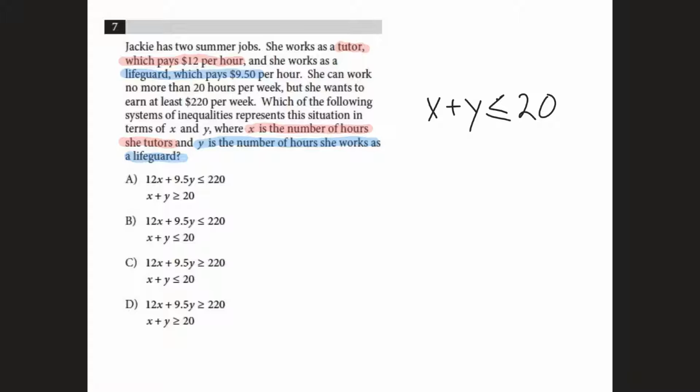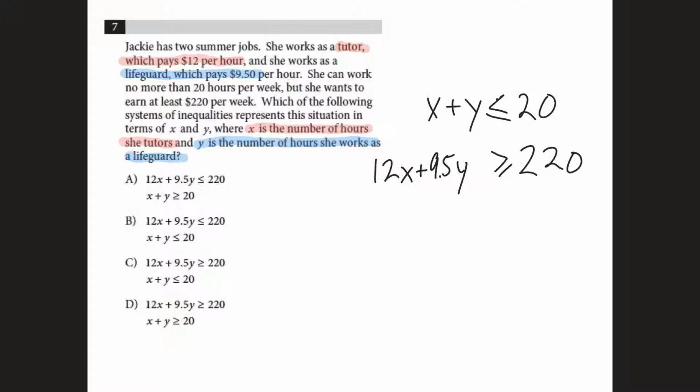Okay. Secondly, she wants to earn at least $220. So her earnings want to be greater than or equal to 220. And the amount that she earns as a tutor is going to be $12 times the number of hours that she tutors. And the money she earns as a lifeguard is going to be $9.50 times the number of hours she works as a lifeguard. So we're just trying to find these two systems.